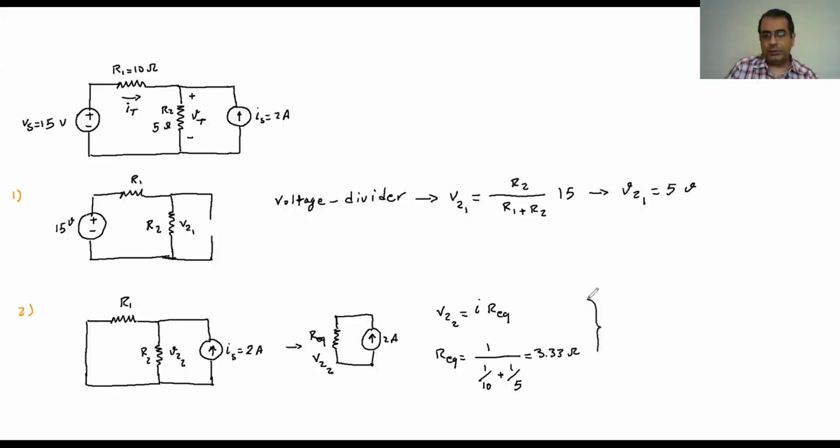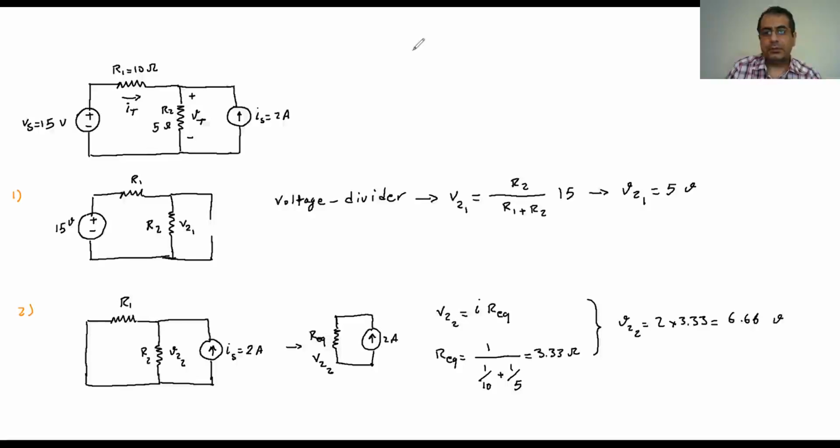So if I use these two, for the voltage in the second step, the current is 2. I know that because the source here is 2, and the resistance is 3.3. So it's going to give me 6.66 volts.